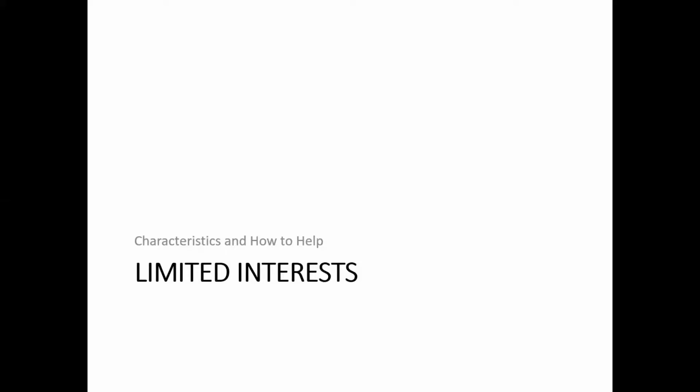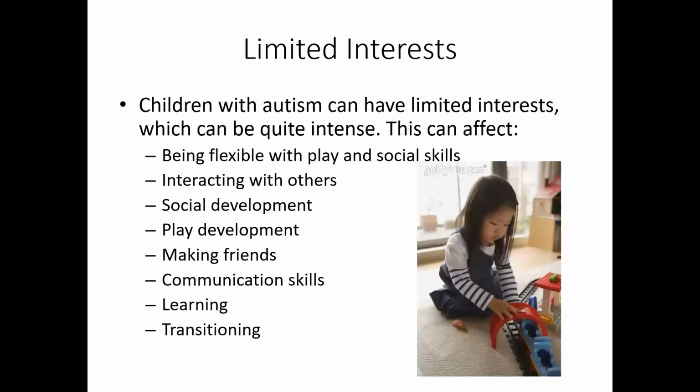Another thing that's common for a lot of people with autism is that they might have very limited or restrictive interests. So children with autism can have limited interests, which can be quite intense. This can affect being flexible with their play and social skills. It can affect interacting with others, their social development and play development, making friends, communication skills, learning, and transitions.